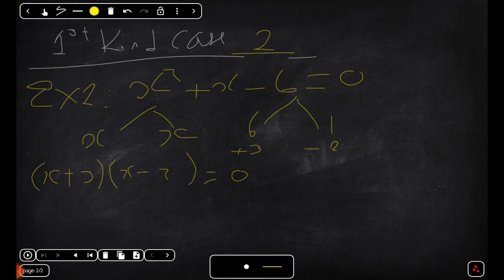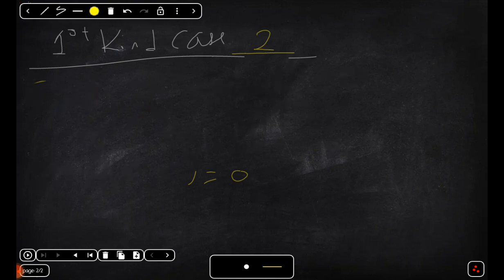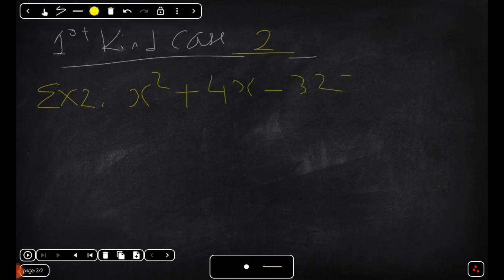So that is example 1. Let's take a second example on this same case 2, so that we can see that it gives us the same thing. It is a valid case. So let's take example 2. Here we have the quadratic equation x squared plus 4x minus 32 equal to 0.